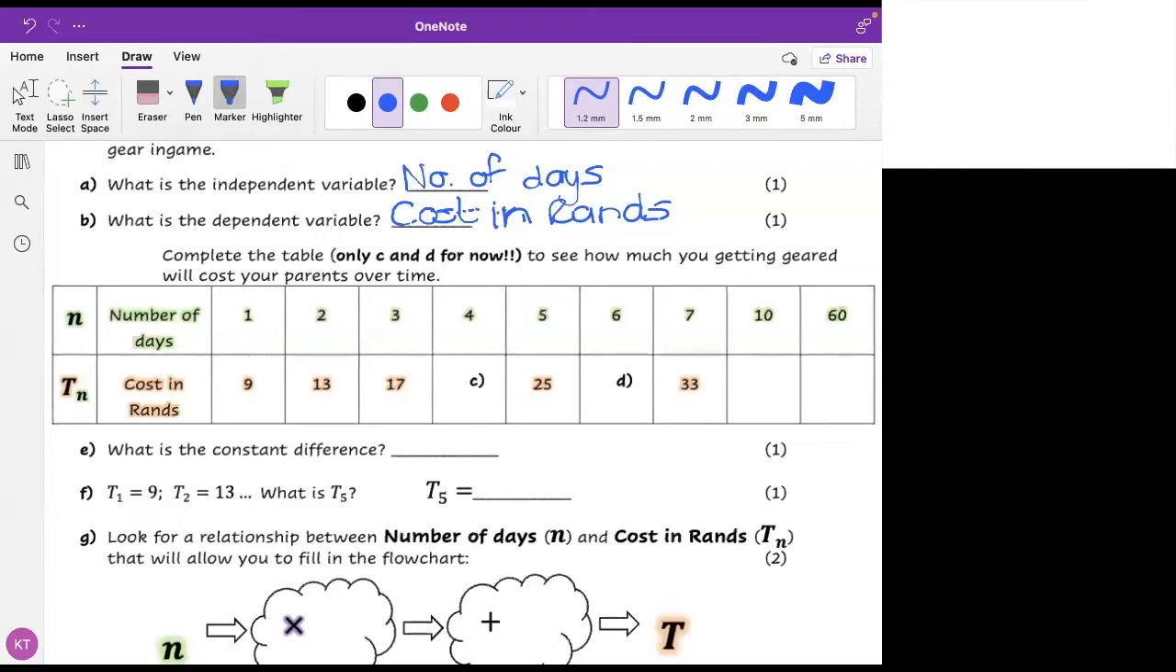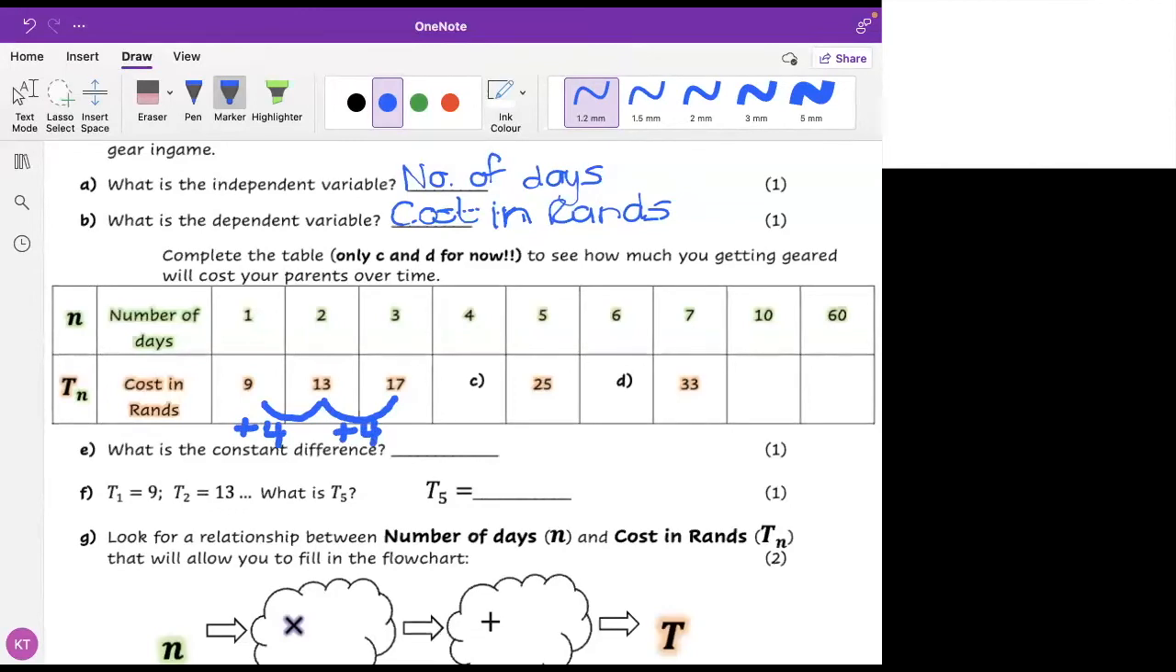On the bottom, I've got 9, 13, 17. So I need to have a look. Okay, what's changing each time? 9 plus what gives me 13? 9 plus 4. How do I get from 13 to 17? I'm going to say plus 4.